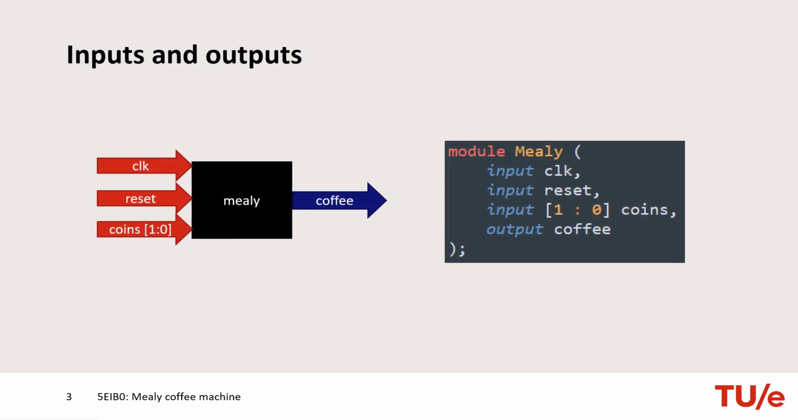In order to apply some basic structure to our code, we will look at the inputs of the system, which is on the left side, the Mealy machine itself, the module, and we have an output coffee. These are all denoted here in the code, and as you can see, the coins are 2 bits wide.